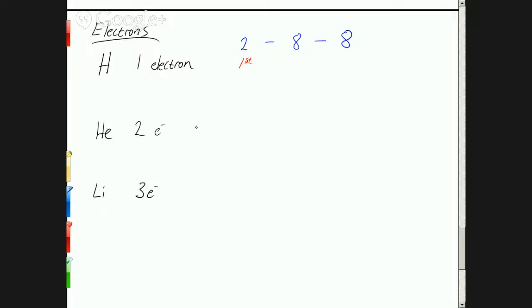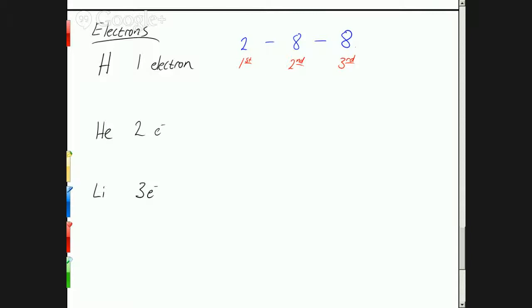The first level, the closest electrons to the nucleus, there's only room for 2. So 2 electrons can be as close to the nucleus as the first level. Then in the second level, there's room for 8 electrons. And then the third level, there's room for another 8. And there's actually room for more, but we're not going to get into that in this class. So we're going to stick with 2, 8, and 8.